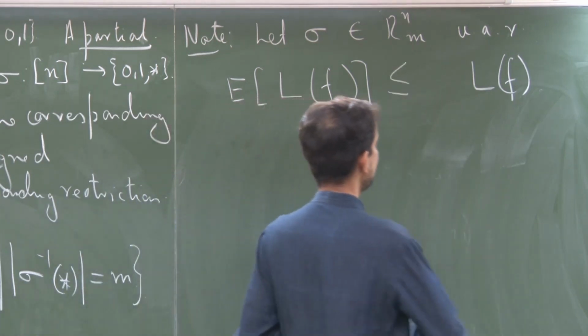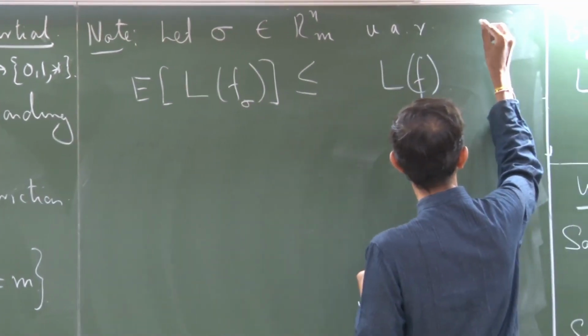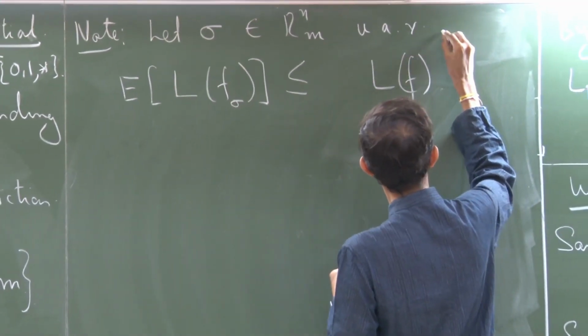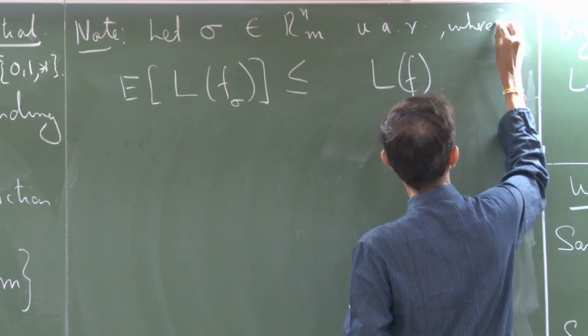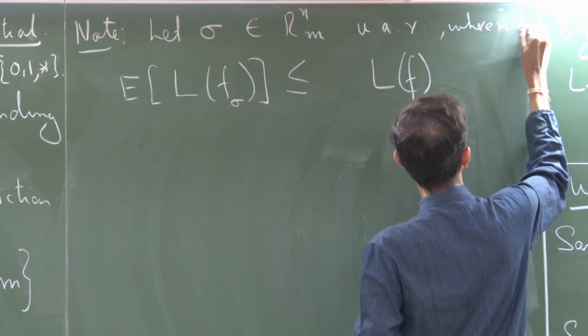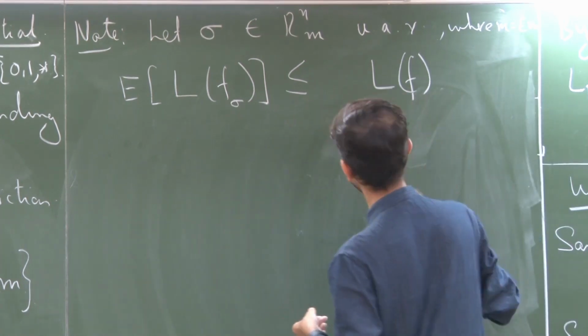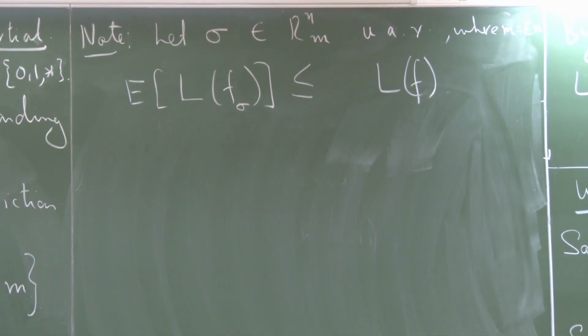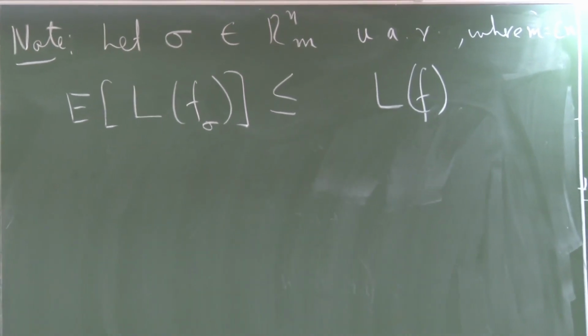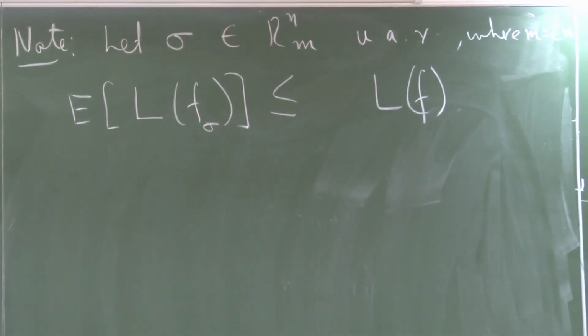Let me write m as some epsilon times n, where m equals epsilon n, for some epsilon less than 1. So some epsilon fraction of the variables remain as they are, and 1 minus epsilon gets set to 0 or 1.